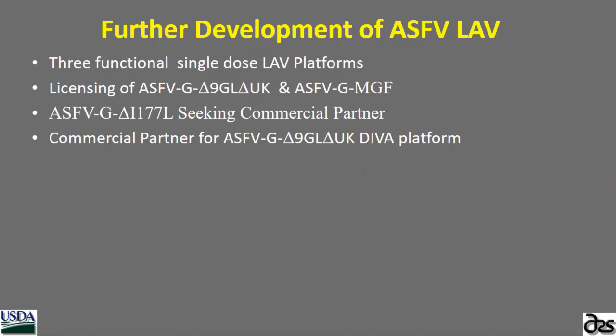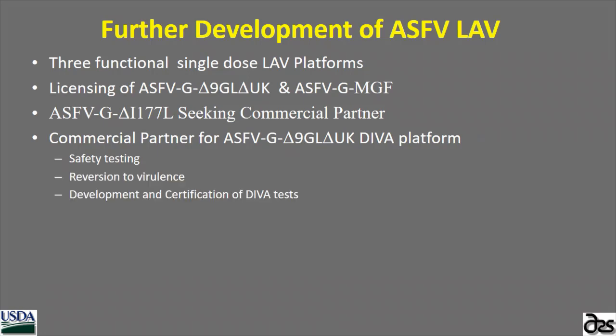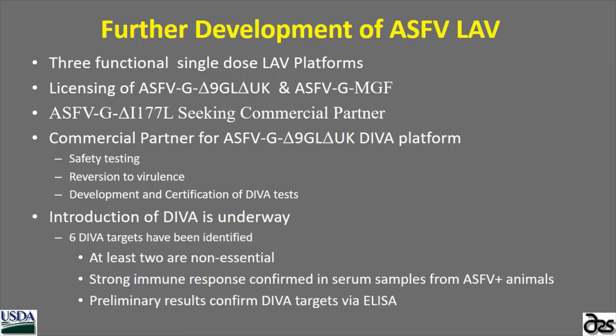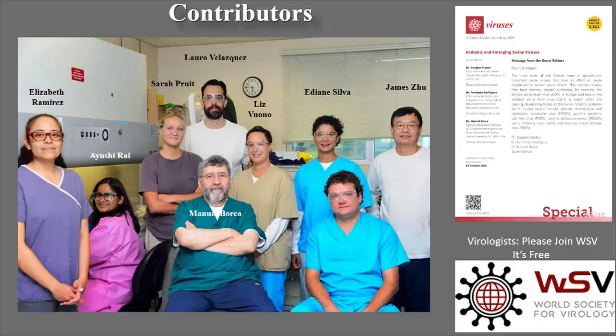We have a commercial partner to develop a DIVA platform and our double deletion platform, which will include safety testing, reversion to virulence, development and certification of a DIVA test. And right now, introduction of DIVA in all of our platforms is underway. We have 6 DIVA targets that have been identified. We know at least 2 are non-essential, and we've confirmed a strong immune response in serum samples from ASF-positive animals. Our preliminary results confirm that these DIVA targets can work by ELISA. However, we know that a DIVA-compatible live attenuated vaccine is probably still years away.